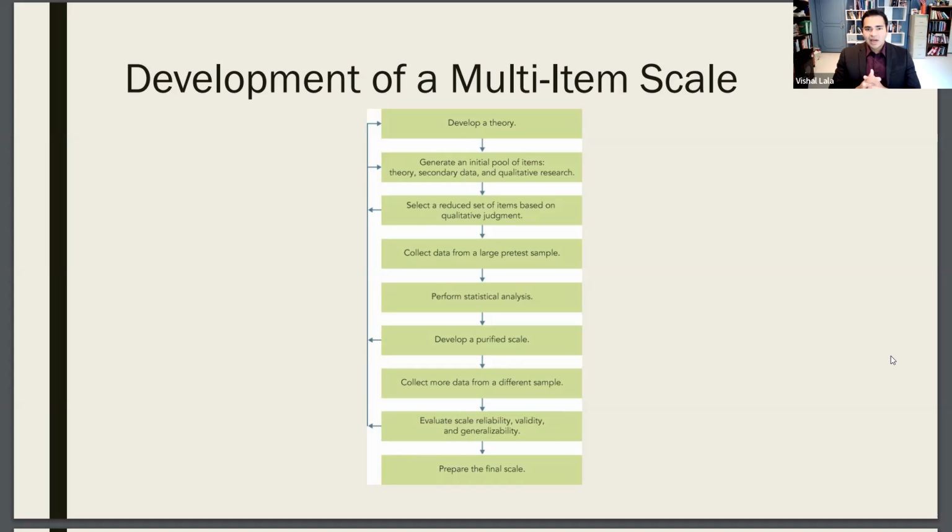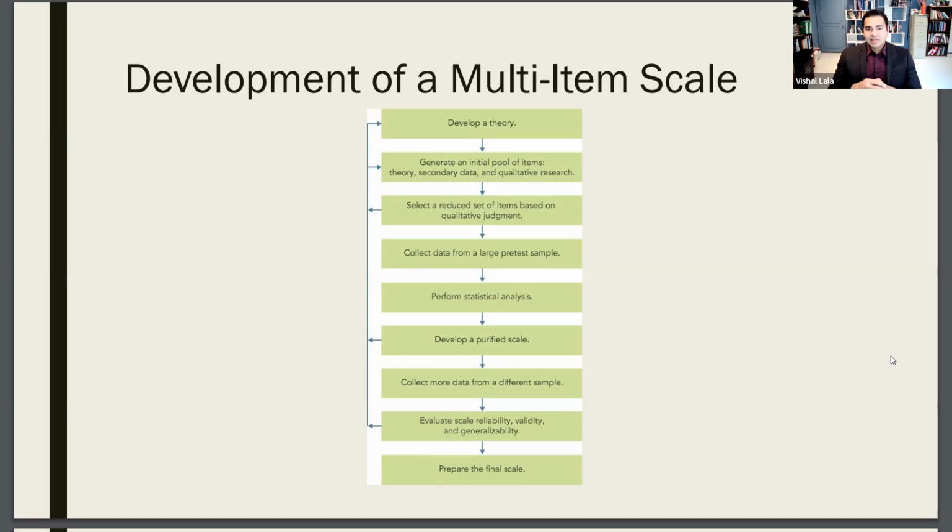So typically, a multi-item scale involves a stepwise process. You develop a theory. From there, you generate a large number of items, either by brainstorming, looking through secondary data, or conducting focus group type interviews with the target audience. You reduce the number of items to a reasonable number using qualitative judgment, and then based on that, you go and gather data, perform statistical analysis, purify the scale, gather more data of a different sample, evaluate scale reliability, validity, and generalizability, and finally you get a scale.